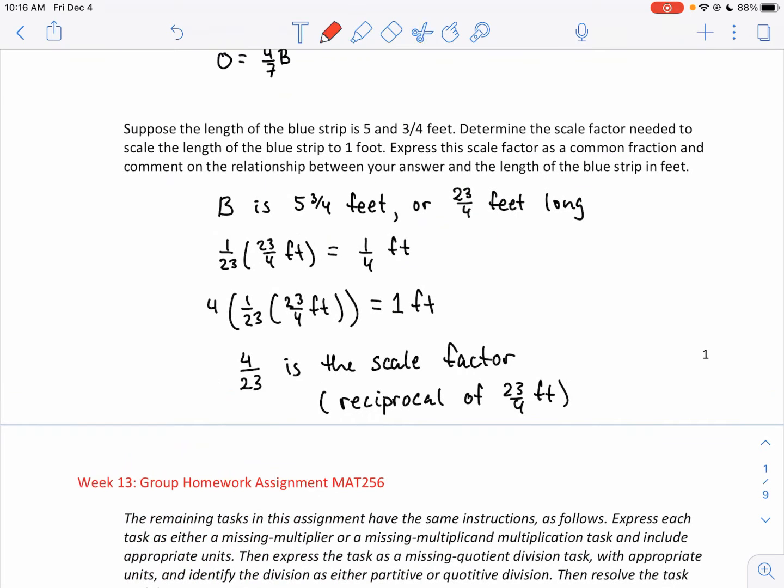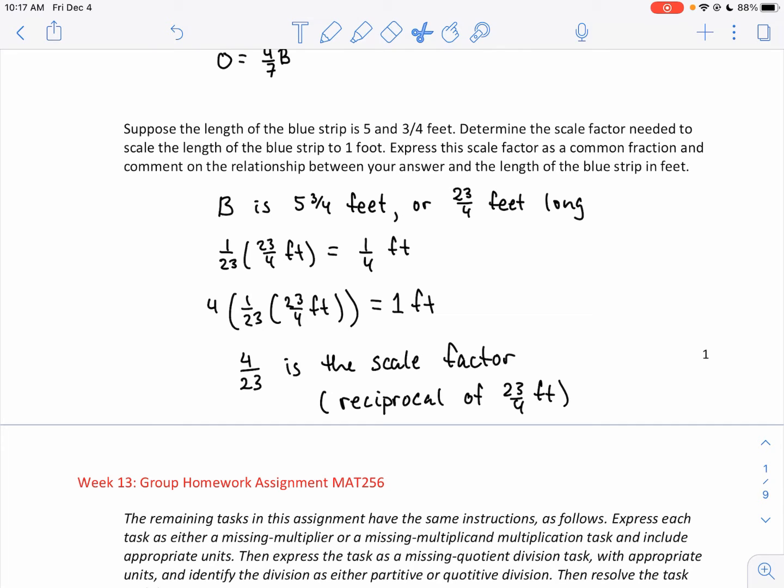Next one, we were given the information that the blue strip was 5 3/4 feet long. That's the same thing as 23/4 feet long. And if you want to scale that to 1 foot, then if you take 23/4 and do 1/23 of it, you're going to get down to 1/4 of a foot. But then you have to do 4 of those to get back up to 1 foot. So again, you have this partitioning followed by iterating to reconstitute 1 foot.